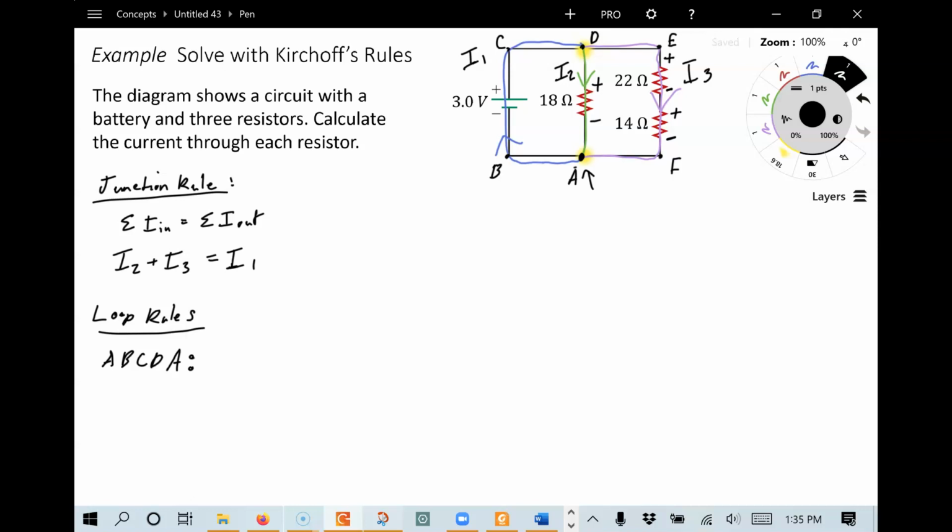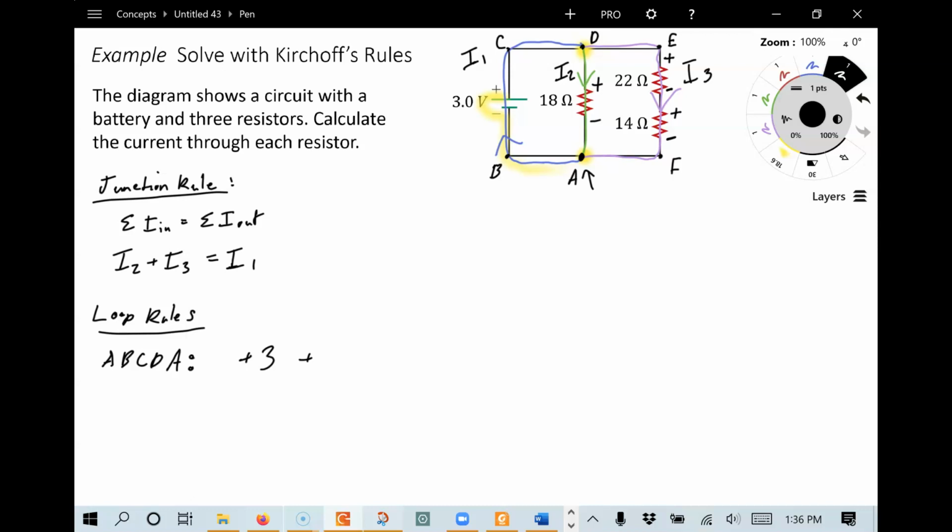So as I start to traverse this circuit here, I'm kind of just going along. All right, I'm going to go through here, nothing happened here. Oop, I'm going to jump this guy, right? So I've got a voltage plus 3, because I went from low to high.